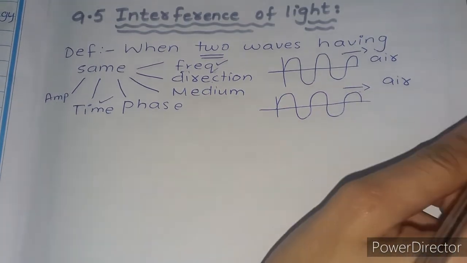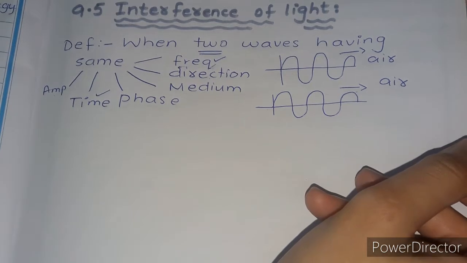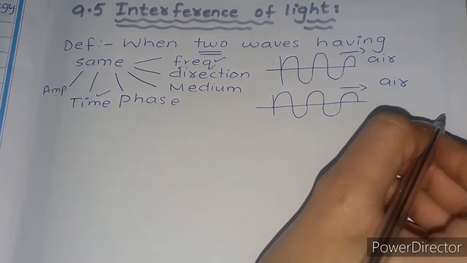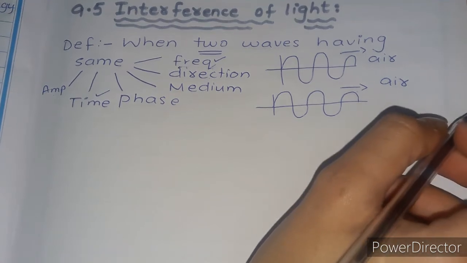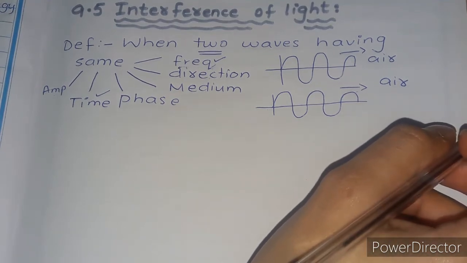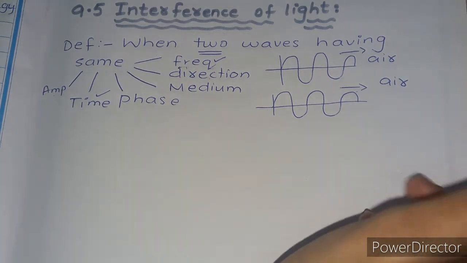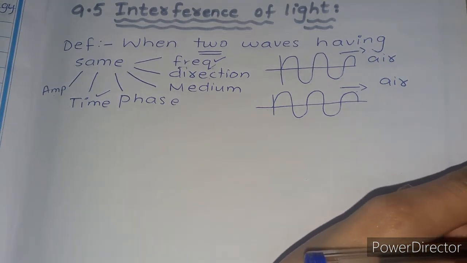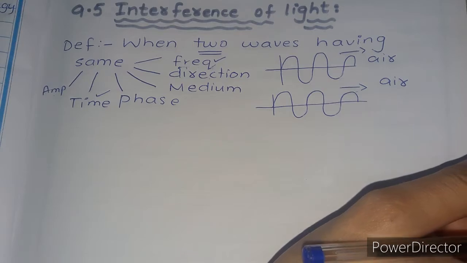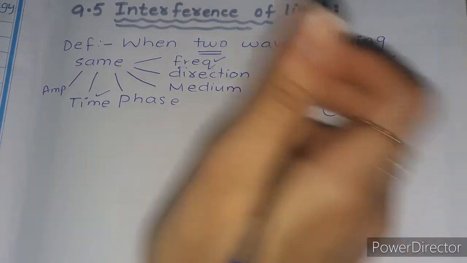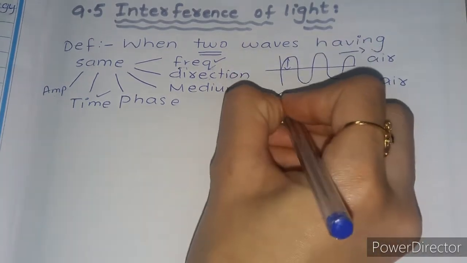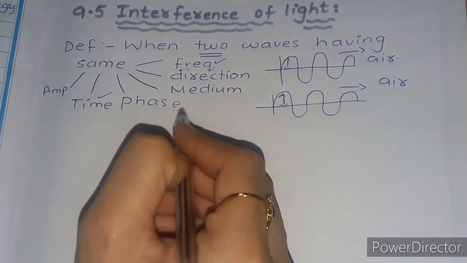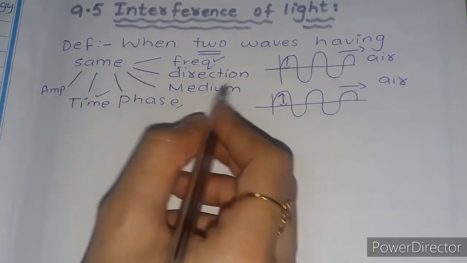I told you in the previous video about the phase difference and the same phase, you can watch it from there. And the amplitude must be the same for both the waves. So till here it is like this. You can write it in wording form.